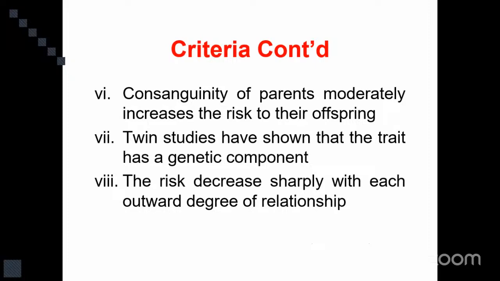Twin studies have shown that the trait has a genetic component. Two twins exposed to the same environment are both going to express it. If you remove one twin from that place to another place where the environmental trigger is not available, that person may not express the particular condition. Then number eight, the risk decreases sharply with each outward degree of relationship. So as you move away from people related to you and marry somebody from far, you are reducing and reducing the risk.